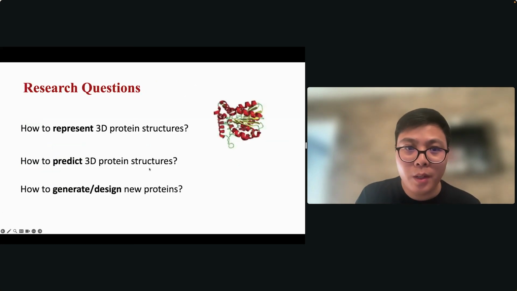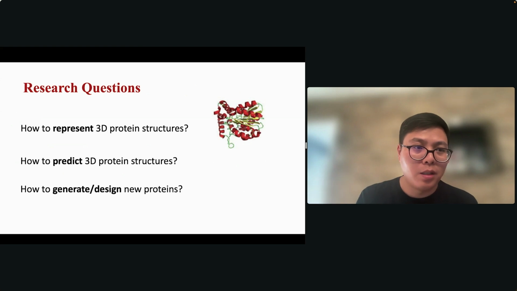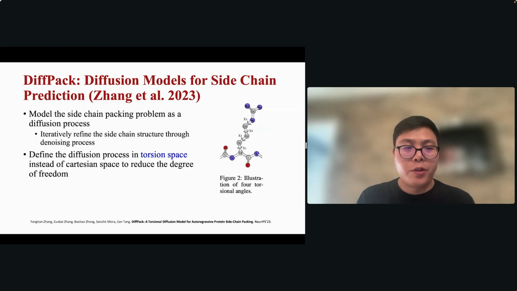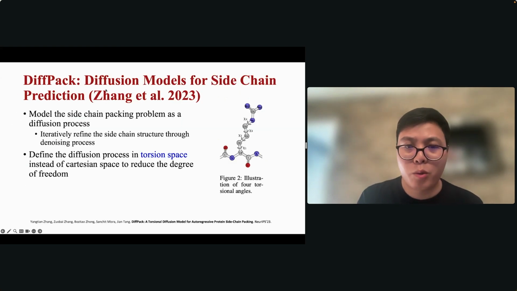Okay. And then, so I probably do not have time to cover the details of the other work we have done. So for 3D protein structures and also de novo design, I'm going to quickly summarize some work we have done in these two directions. Okay. So for the first work, DivPack, we mainly work on side chain structure predictions.